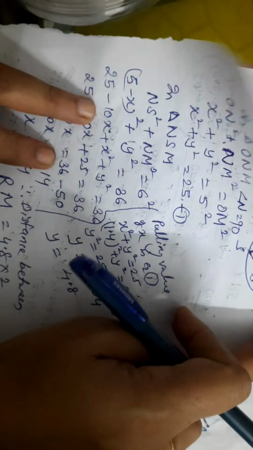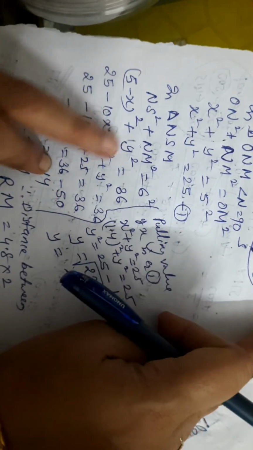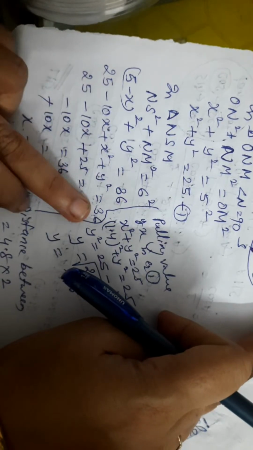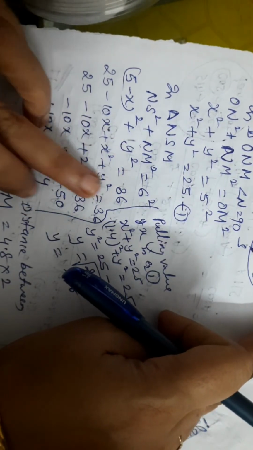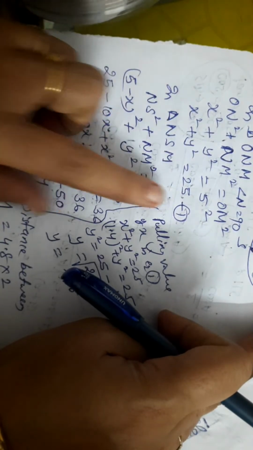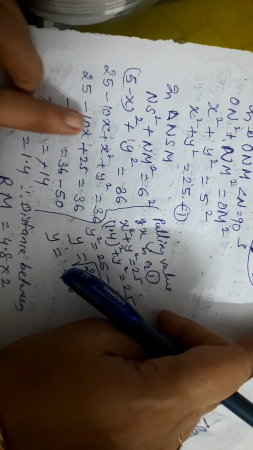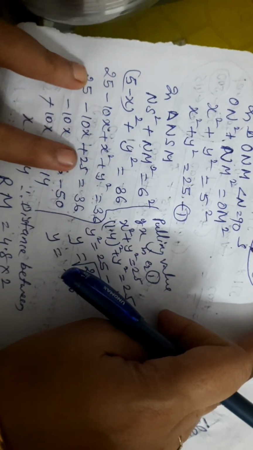25 minus 10x plus x square. a square minus 2ab plus b square is y square, which is equal to 36. We can replace x square plus y square with 25, as already in the previous equation we got 25. So this I replaced by 25. Now minus 10x will be 25 plus 25, which is 50.